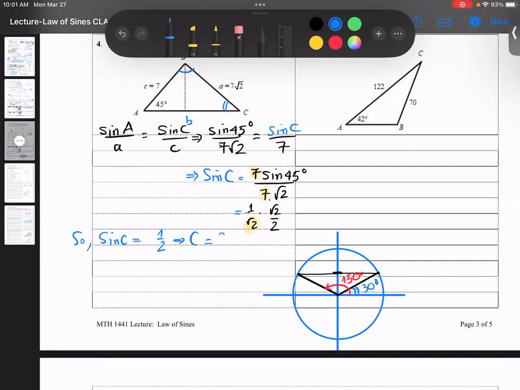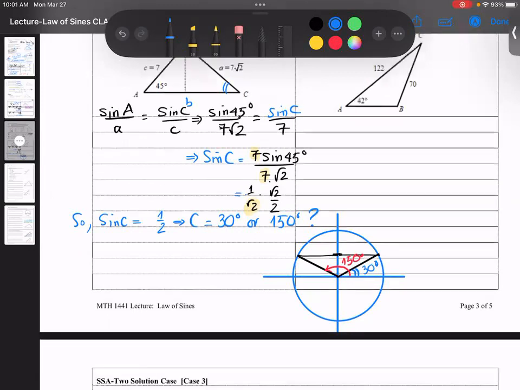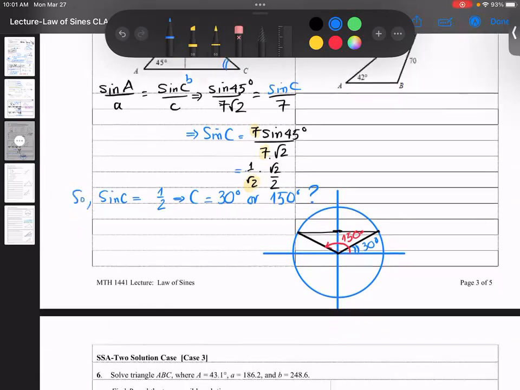Is C equal to 30 degrees or 150 degrees? Which one should I choose? It has to be less than angle A, right? Remember what I said? It has to be less than 45 degrees because the length is smaller. So I would say, because a is greater than c, that implies angle big A is greater than angle C, which is, A is 45 and C had better be 30, right?